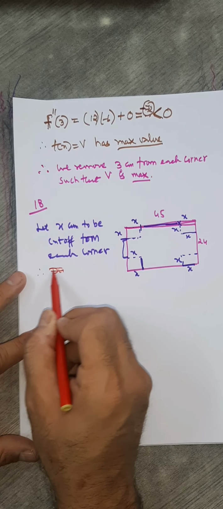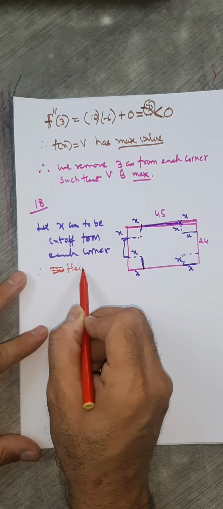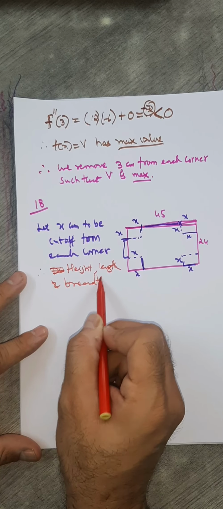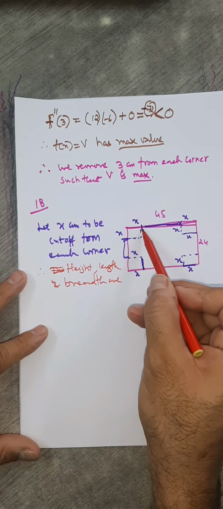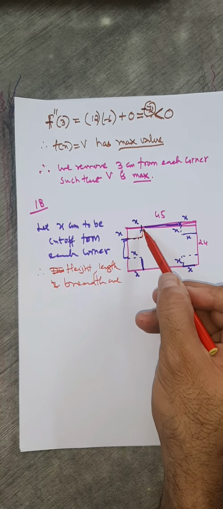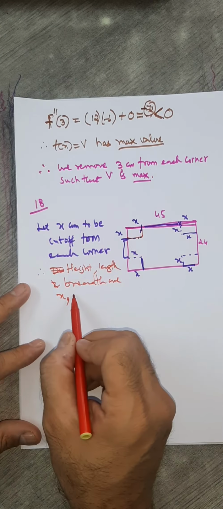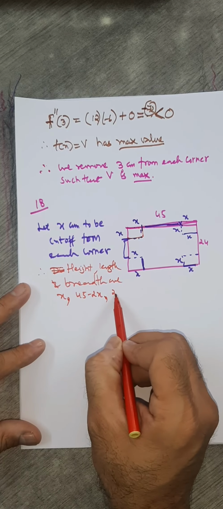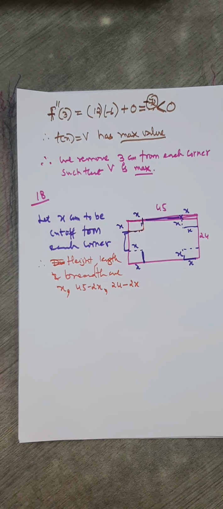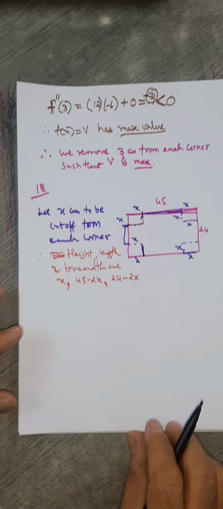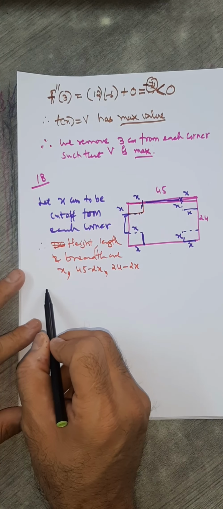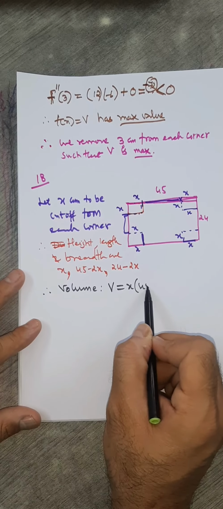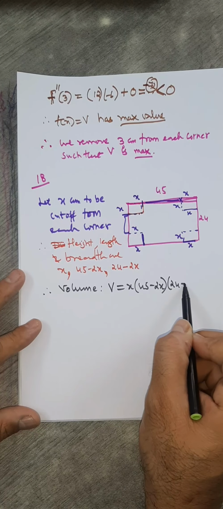Therefore, I'll write the dimensions: height, length, and breadth are, height will be x as I've shown there. You cut this and flap up, so this becomes the height. This one will be 45 minus 2x. Why? x will be subtracted from this, and this is nothing but 24 minus 2x. The previous one was a square. Here you have a rectangular sheet. So therefore, volume V equals to x into 45 minus 2x into 24 minus 2x.